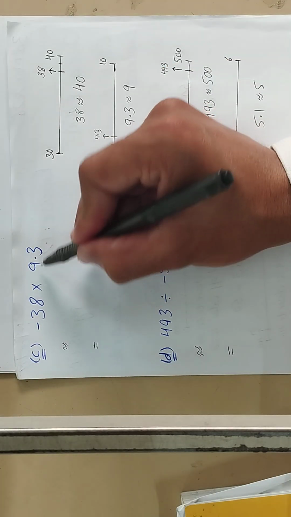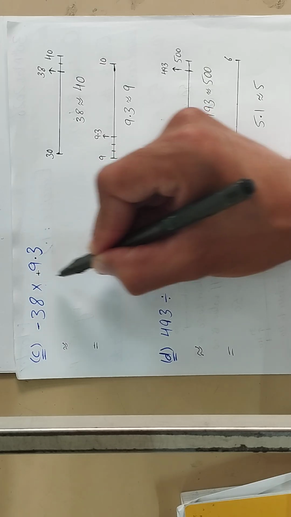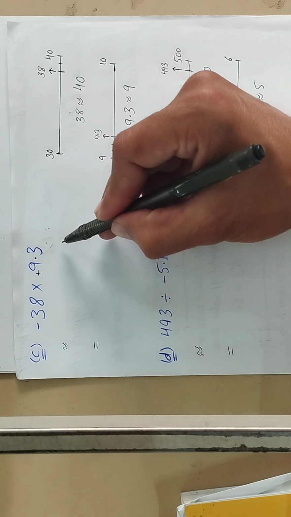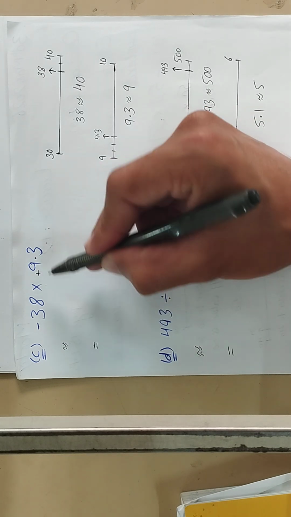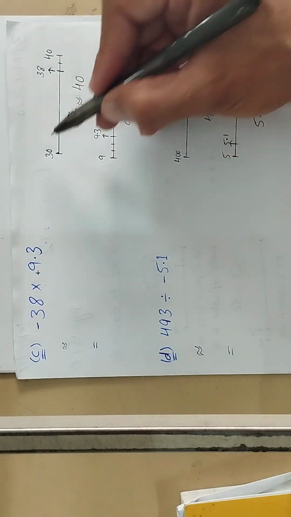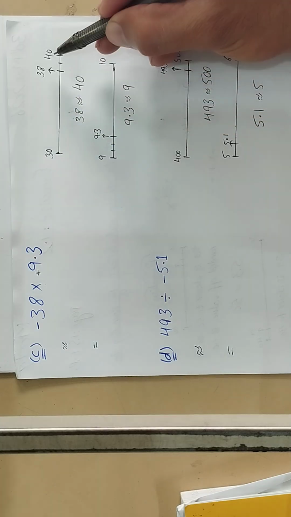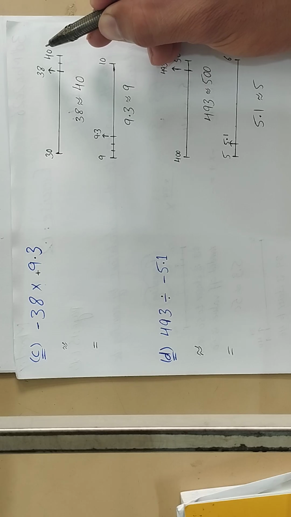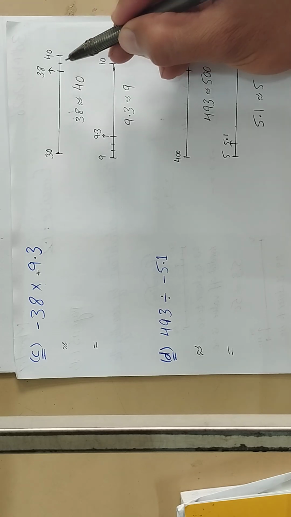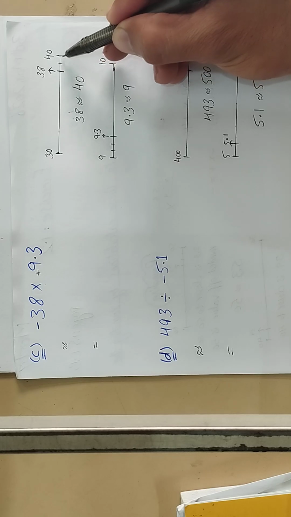Now 9.3, there is no sign with it. No sign means plus sign, so this is a positive number. The first step, what is our first step? Round off these two numbers. Now let's round off 38. 38 is between which two numbers? 38 is between 30 and 40. Now see the closer number here. You can see 38, 39 and 40.